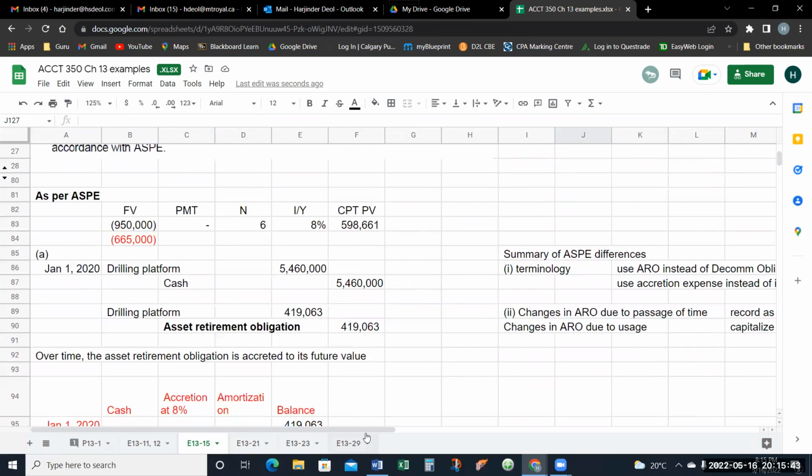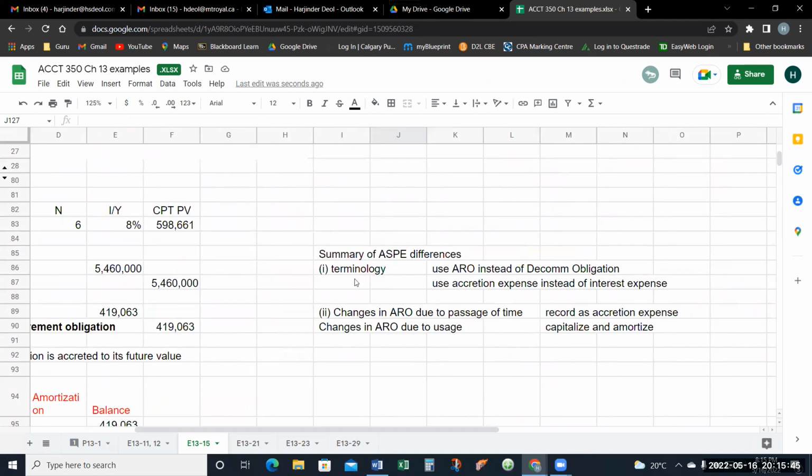Just want to remind us of the ASPE IFRS differences. So number one, there is a difference in terminology. Number two, any changes in the asset retirement obligation due to passage of time are recorded as accretion expense, and any changes due to the usage itself, we capitalize to the asset and amortize. Now, there is a third difference that we should be aware of.